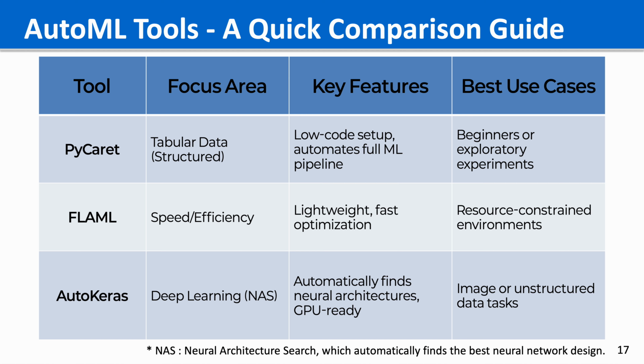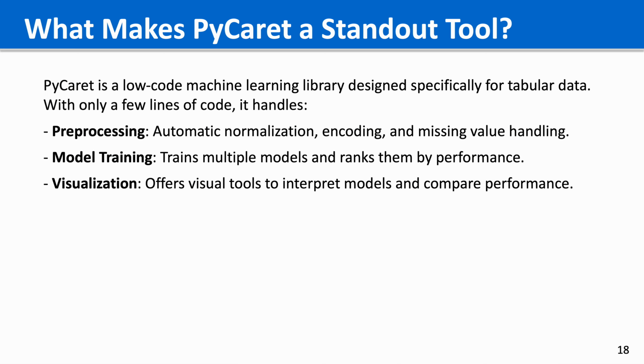Here's a high-level comparison of the three tools we'll explore today. PyCaret shines for structured, tabular data with its beginner-friendly, low-code approach. FLAML, created by Microsoft Research, is all about speed and efficiency, perfect for lighter hardware or rapid prototyping. AutoKeras taps into the realm of deep learning with neural architecture search, NAS, making it an exceptional choice for image or unstructured data tasks. Think of these as tools in a toolbox. Each is tailored for a specific purpose.